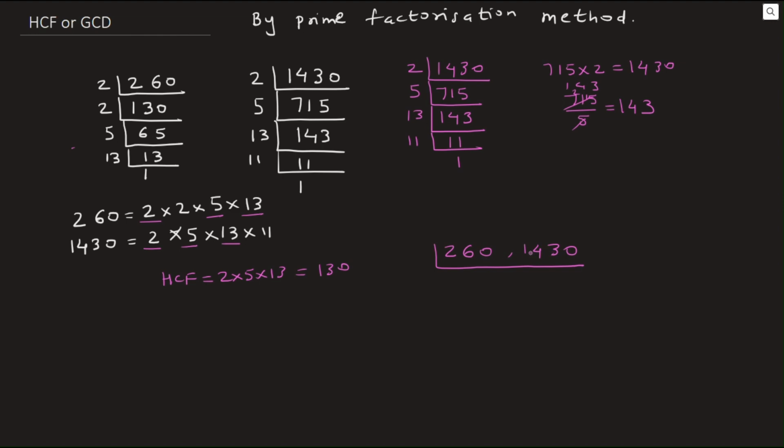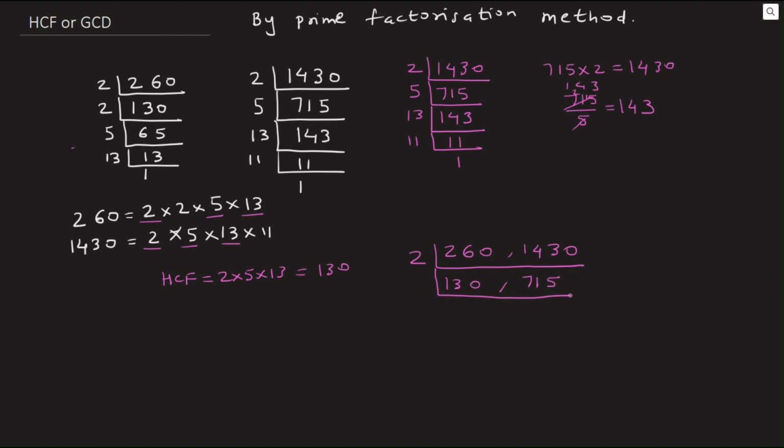The prime factor which is the least and divides both of them without any remainder being left out is the prime number 2. And I've already seen 260 divided by 2 equals 130. So below 260 I write 130. That is 2 times 130 equals 260. And also from here 2 times 715 equals 1430. So the next number here is 715.